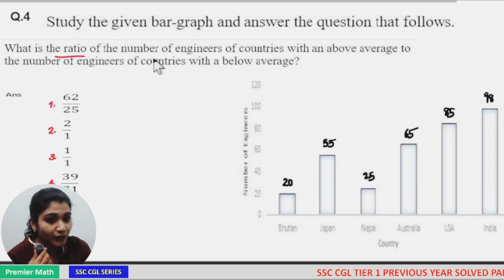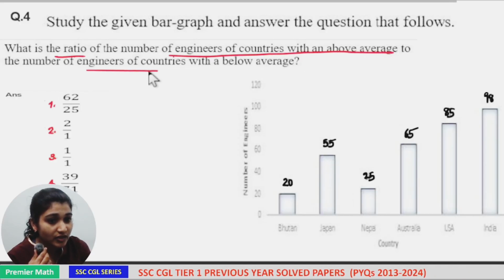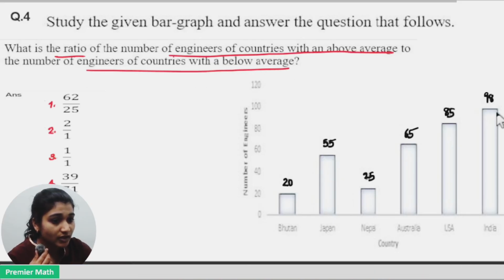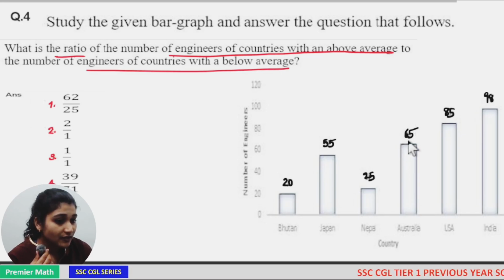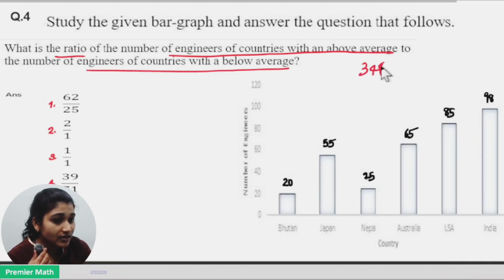What's the ratio of number of engineers of countries with above average to number of engineers of countries with below average? So take the total sum here. 20 plus 55, 75 plus 25, 100. 100 plus 60, 160. 160 plus 10, 170. 170 plus 80 is equal to 250. 250 plus 98 is 348, the total sum.